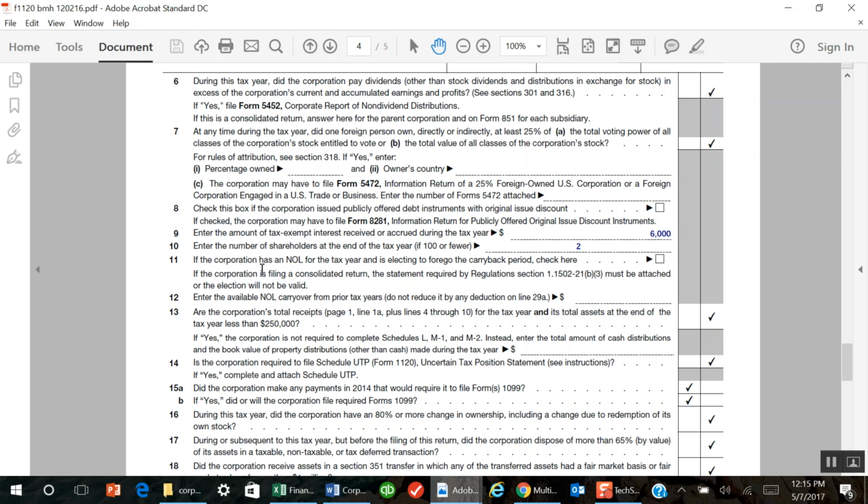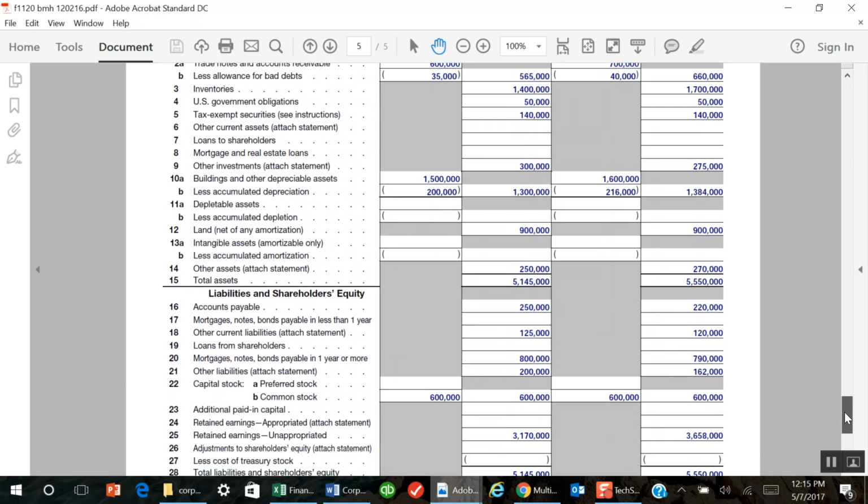Then enter the number of shareholders at the end of the year if 100 or fewer. That's because they want to know if you have a closely held corp. In this case, we have 2. So I marked you wrong if you didn't mark that in.